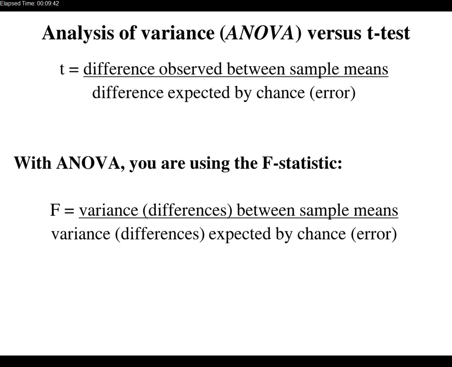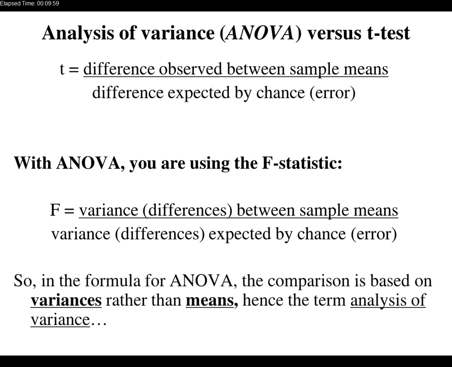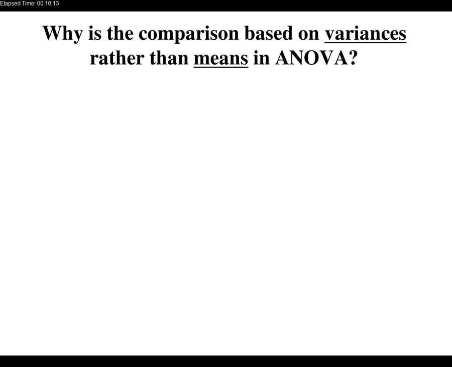With ANOVA, F equals the variance, or the differences between sample means divided by the variance expected by chance. Okay, so it's not just difference, it's differences, the plural. So in the formula for ANOVA, the comparison is based on variances rather than means, okay? And that's how we come up with the term analysis of variance, or ANOVA. And why is it based on variances rather than means?